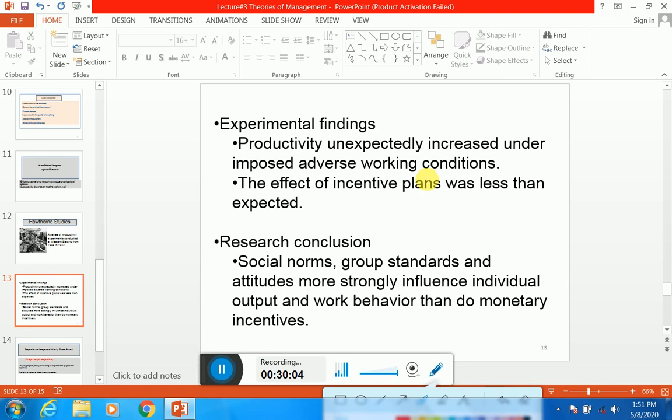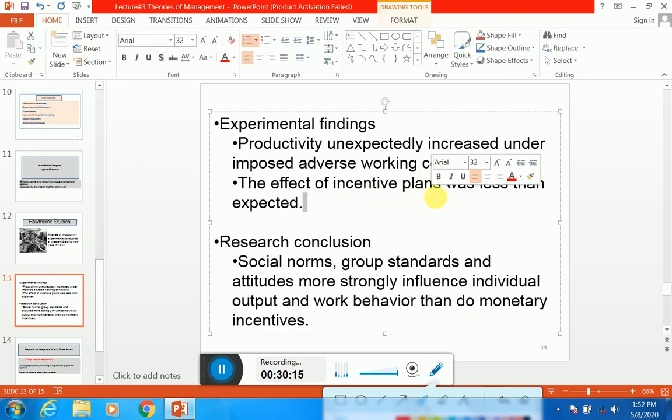Next they introduced another experiment, and that was the incentive plan experiment. Here it is written, the incentive plan experiment, or plans, meaning piece per rate. They introduced the incentive plans. They said that when workers will produce more, they will get more.